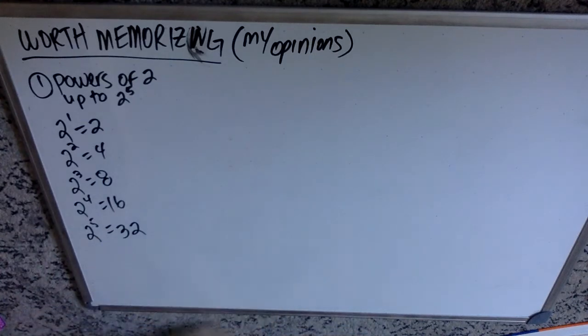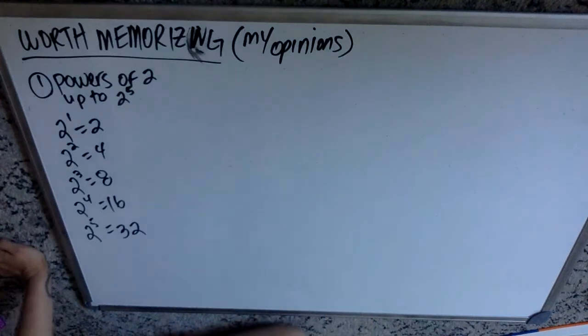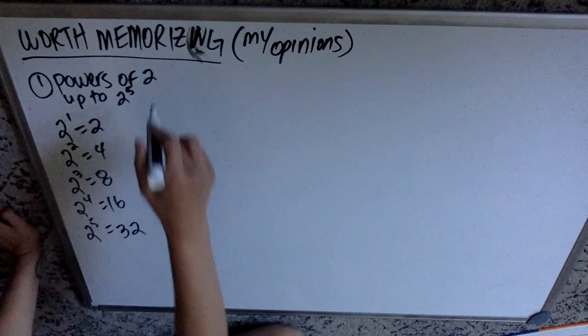The reason I say up to 2 to the 5th is that's what comes up commonly, and if you needed to find higher powers, you could just keep multiplying by 2, right? So you could get that 2 to the 6th is 64, and so on.